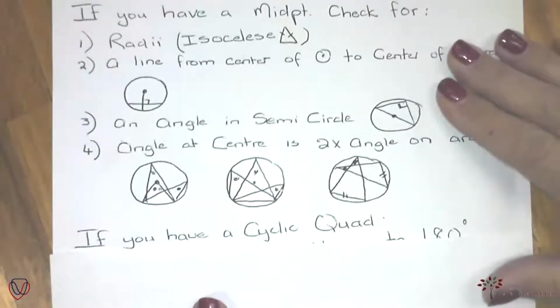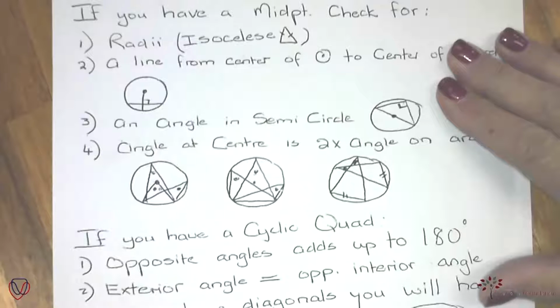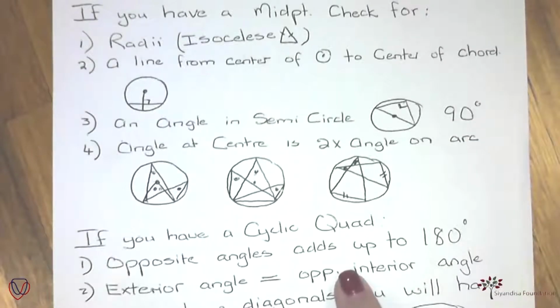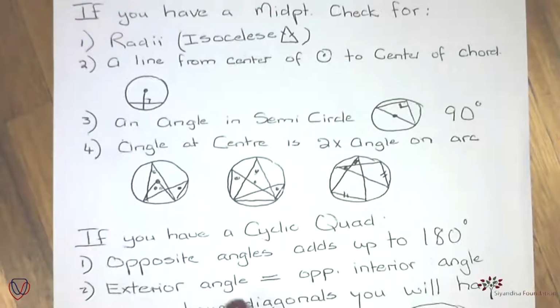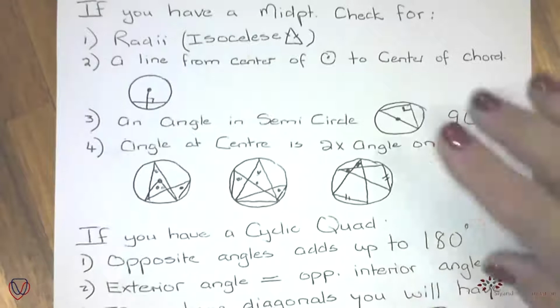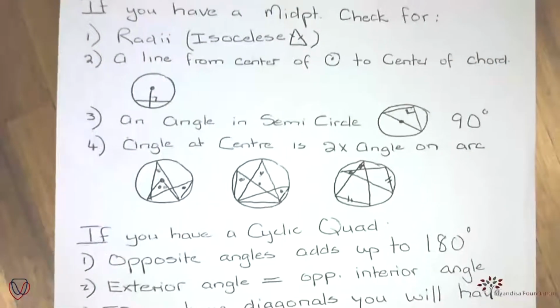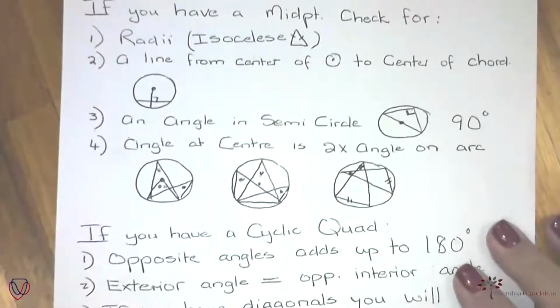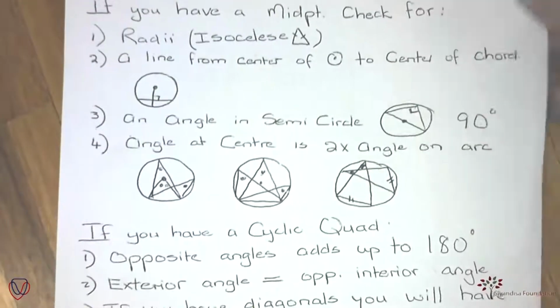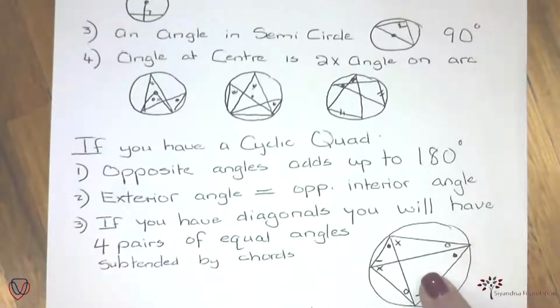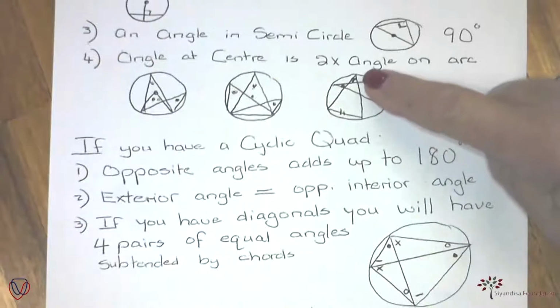Now when you have a cyclic quad, you check for 3 things. Number 1, the opposite angles add up to 180. The exterior angle is equal to the opposite interior angle. If you have diagonals in your cyclic quad, people, then you must check whether there are diagonals in your cyclic quad. See? And if there are diagonals, you can go back to that theorem.